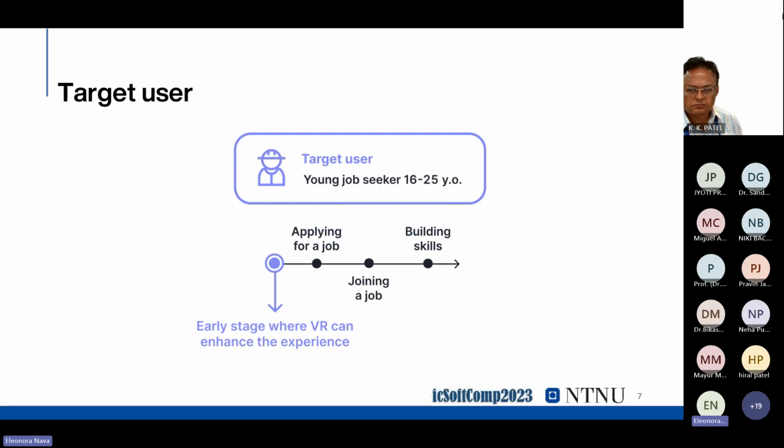The target users of the experiment identified were young job seekers, as they require more guidance and motivation, and VR experience can help them in an early training phase to support their decision-making.